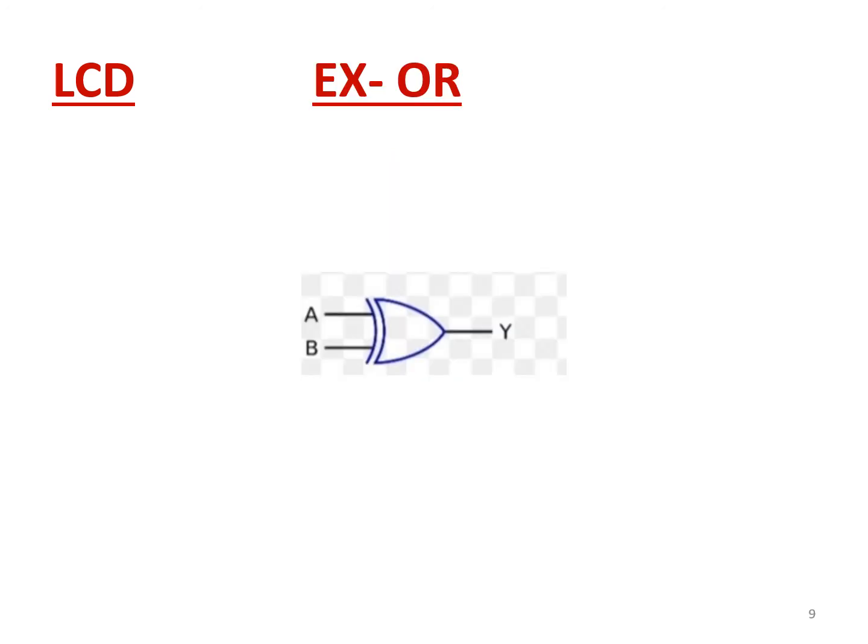This is the symbol of the exclusive OR. It is the normal OR, with a double curve, which you can see in the beginning after A and B.